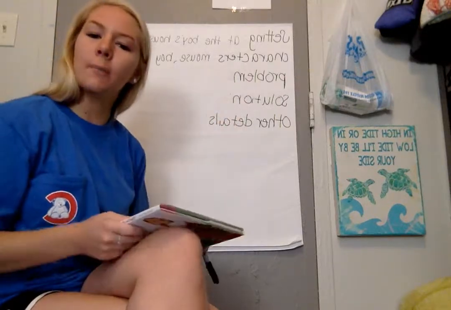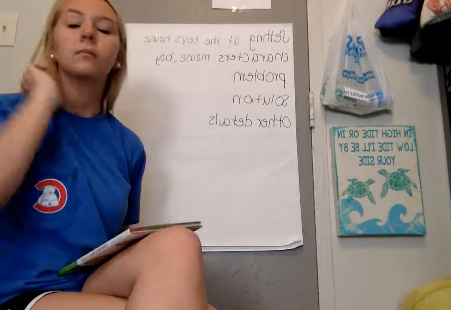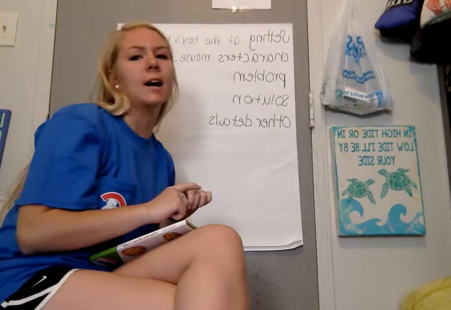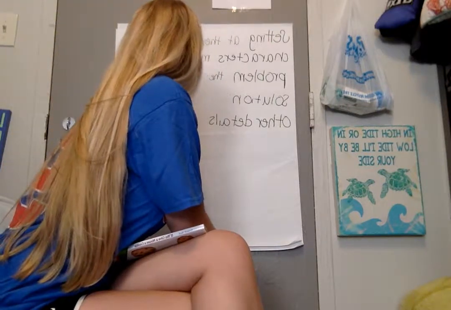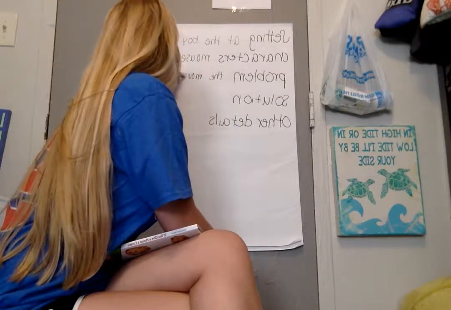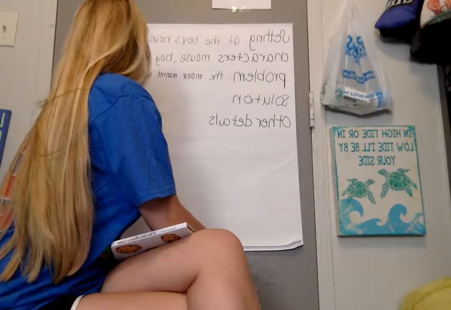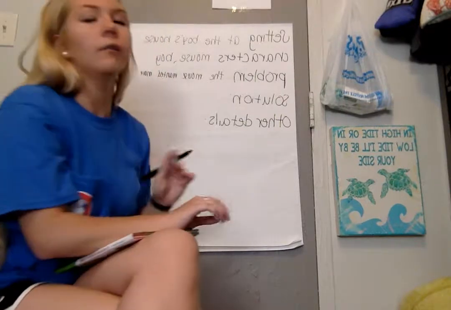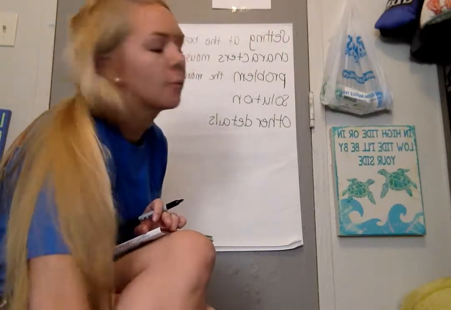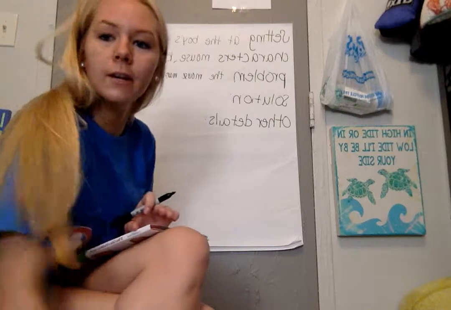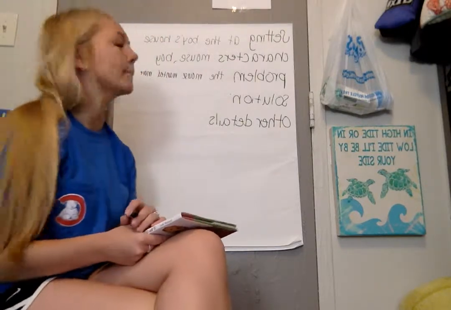So, was there a problem in this story? Yes. Yeah, what was the problem? The mouse wanted more. Right, the mouse was kind of greedy and a little bit selfish, wasn't he? All right, and so during the book, the problem got worse and worse and worse, but then it got better. How did it get better? What was the solution? The mouse was satisfied. Right.